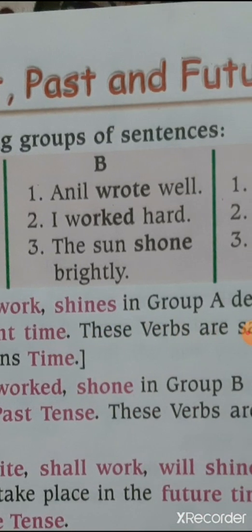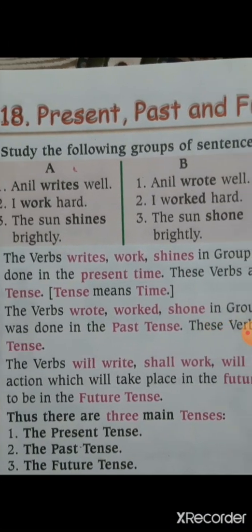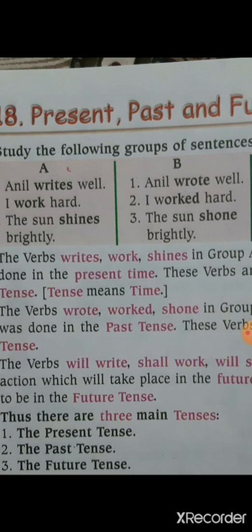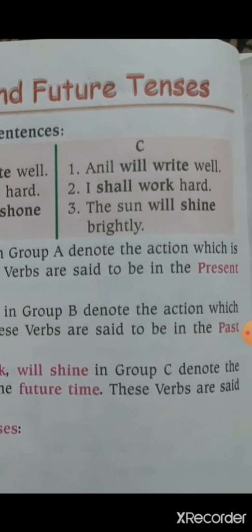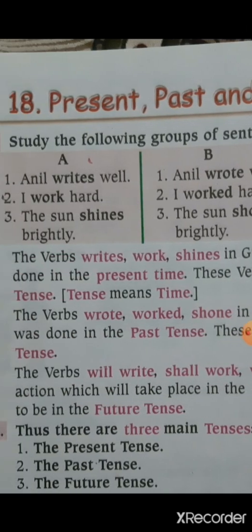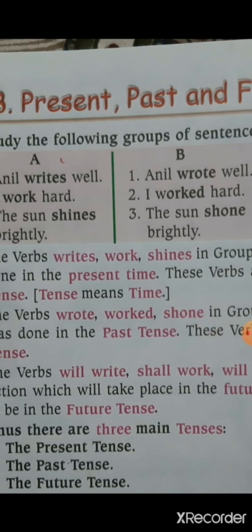The sun shone brightly. Now come to this explanation. Now the verbs wrote, worked, shone in group B denote the action which was done in the past tense. So children, the words wrote, worked, shone are informing us that these actions have been done in the past tense.